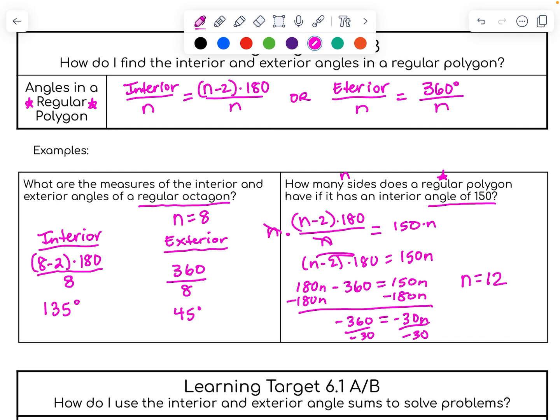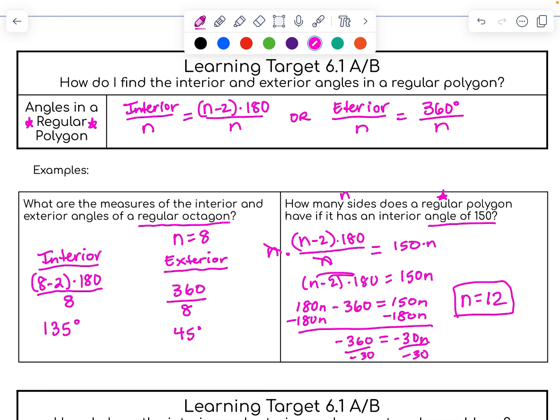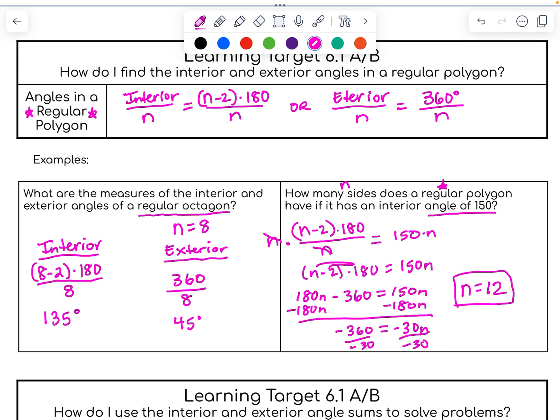So you'll have to use that one if you have a question kind of like this. And that is how you can find the interior angle or the exterior angle in a regular polygon. Our next video is going to talk about when it's not regular.